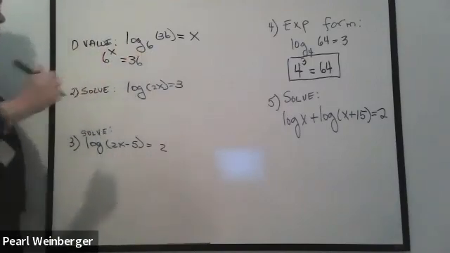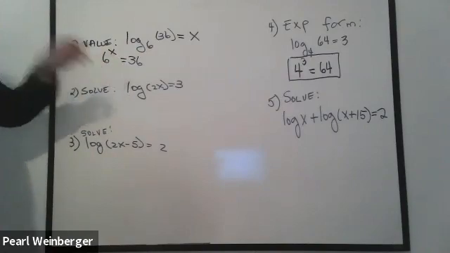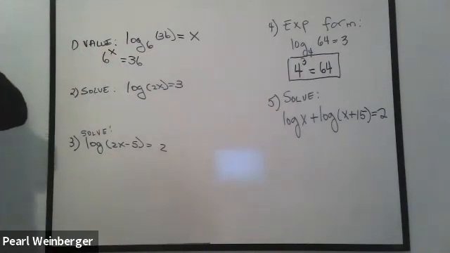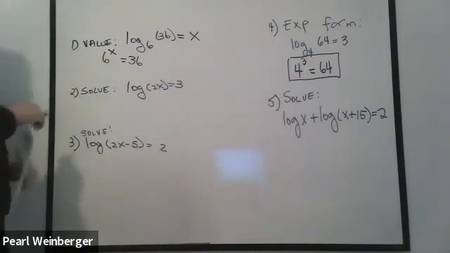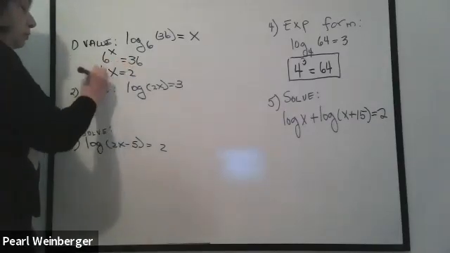In other words, this is asking me, what exponent should I put on the 6 to get to 36? And we know that 6 times 6 is what gives us 36. In other words, the exponent would have to be 2. My answer would be 2.